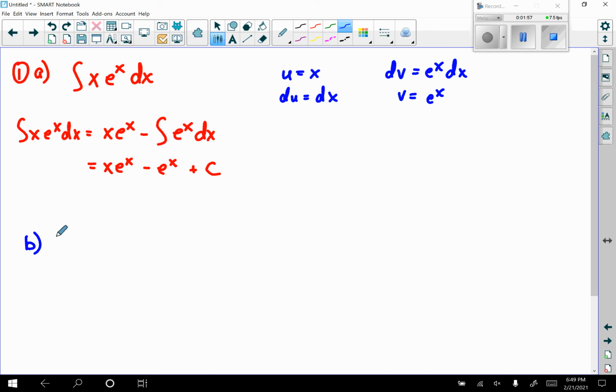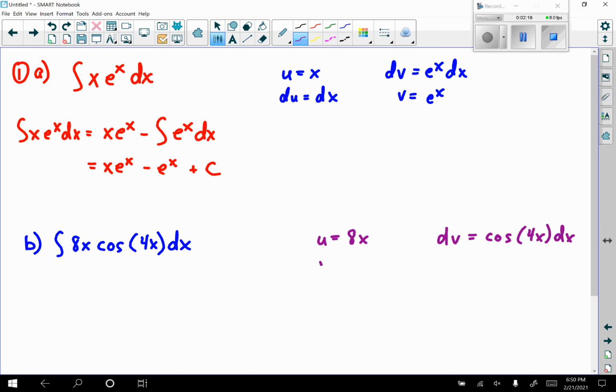All right, question B, we have the integral of 8x times cosine of 4x dx. For this case, let's let u again equal the simpler of the 2 factors, 8x, and then dv is going to equal cosine of 4x dx. So then du is going to equal 8 dx. V is going to equal, now this is the easiest way I would try to advise you on taking the antiderivative. So it's going to be a positive sine of 4x.